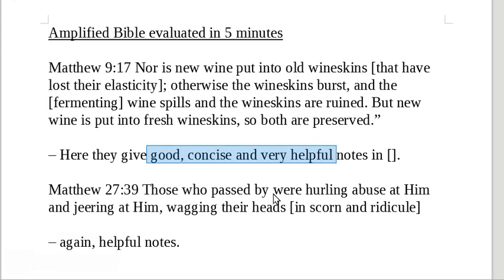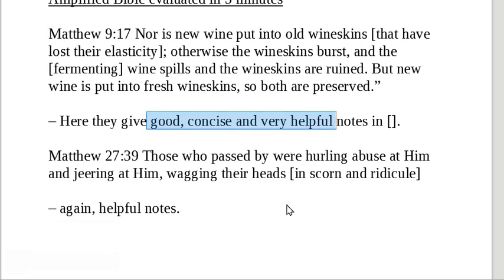Same here in Matthew 27:39. "Wagging their heads," they explain this is scorn and ridicule. So again, very good and helpful notes.